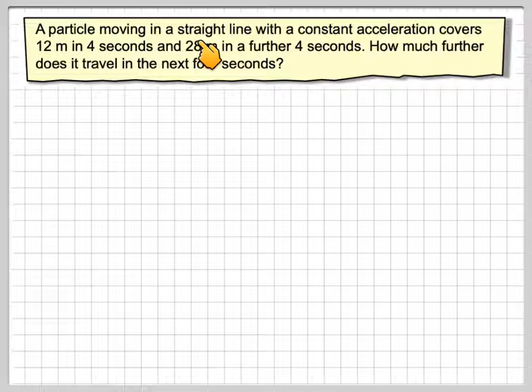A particle moving in a straight line with a constant acceleration covers 12 meters in 4 seconds and 28 meters in a further 4 seconds. How much further does it travel in the next 4 seconds?